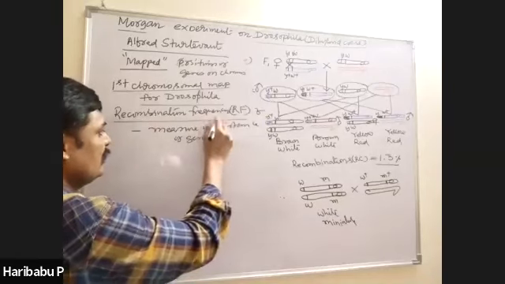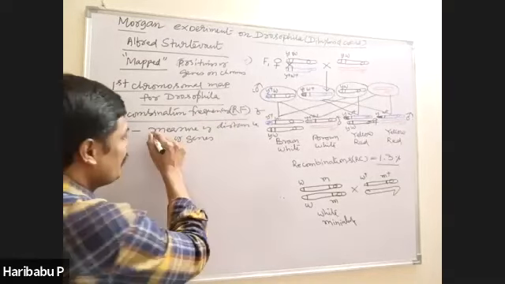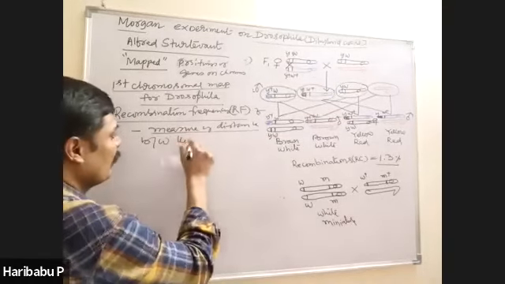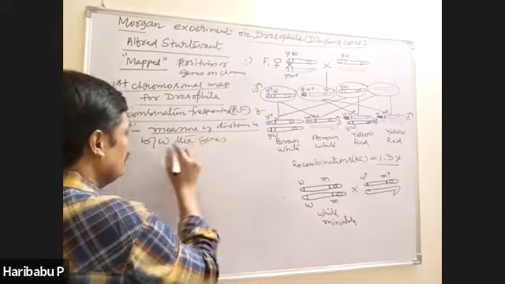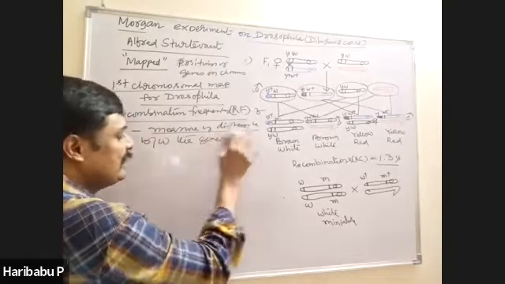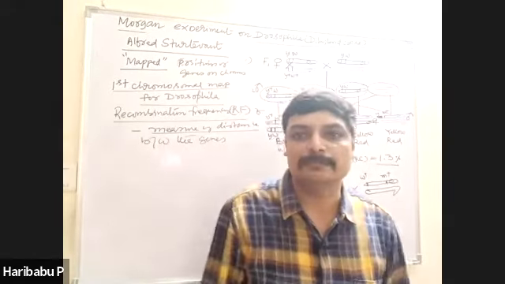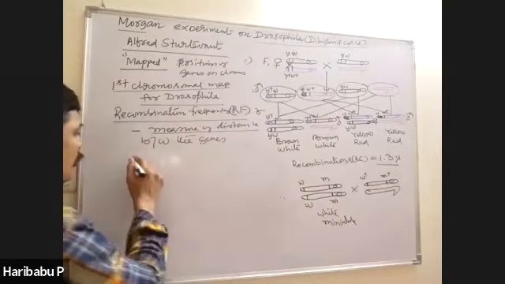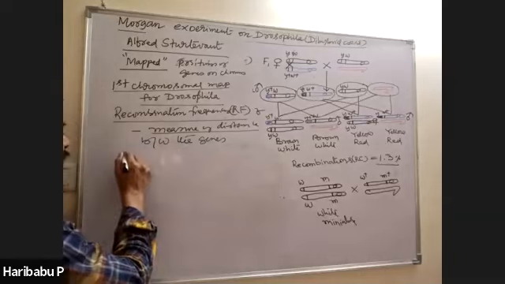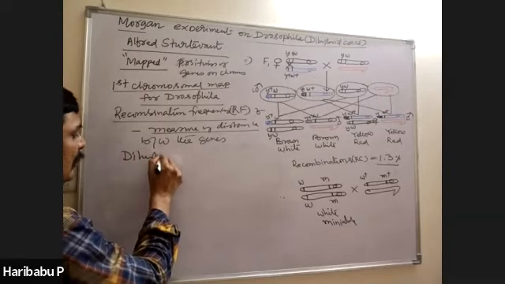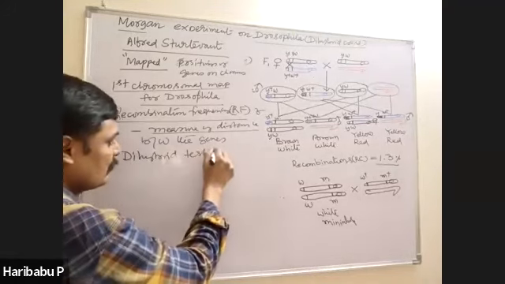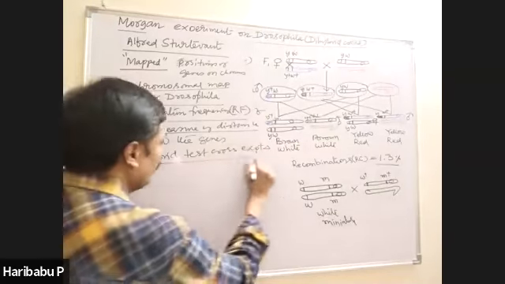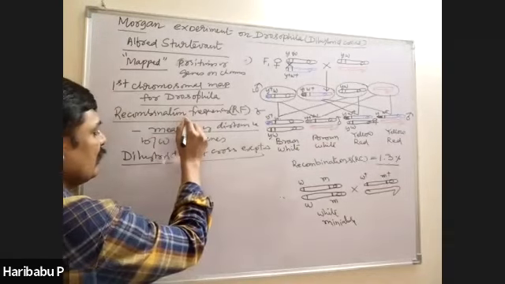Recombination frequency is considered as the measure of distance between the genes. Very important. He said that the recombination frequency is taken as the distance present between the genes. And recombination frequency can be determined by conducting dihybrid test cross experiments. How can you determine recombination frequency?